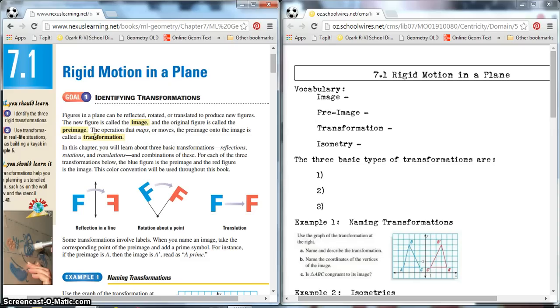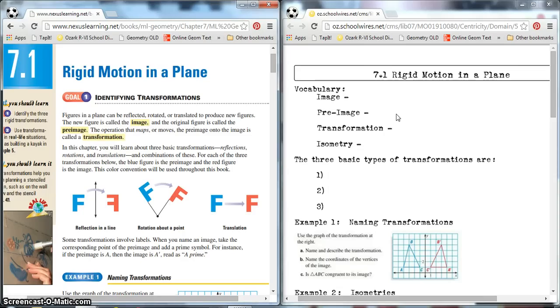Then the next term is pre-image. The term pre-image is the original figure. So before we move it to its new location, we call it a pre-image. So on problems that I'm going to give you in the future, I'm always going to give you the pre-image, and you are going to find the location of the image. So the pre-image is the before shot, the image is the after shot.